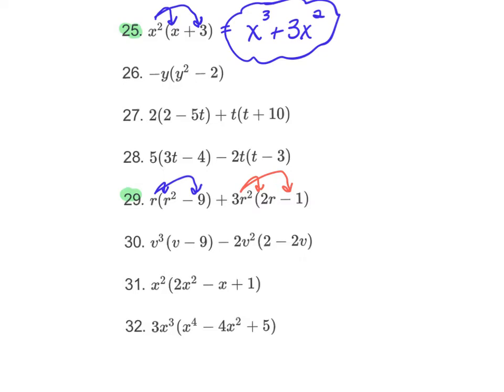So r times r squared gives me r cubed. R times negative 9 is negative 9r. Then I have a plus 3r squared times 2r, well, 3 times 2 is 6, and r squared times r is r cubed. And then 3r squared minus 1 gives me minus 3r squared. Everybody agree?